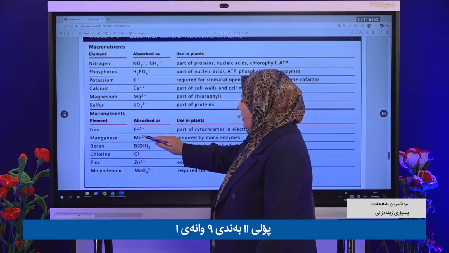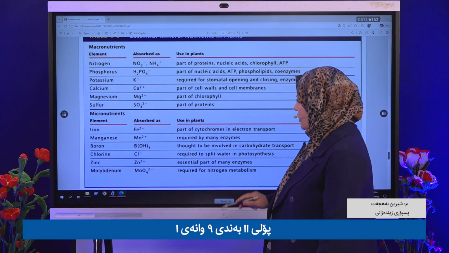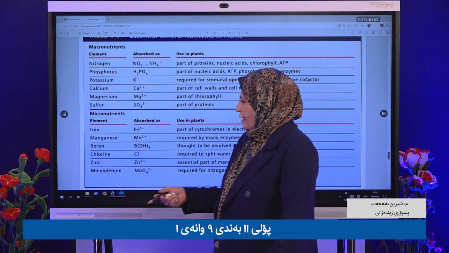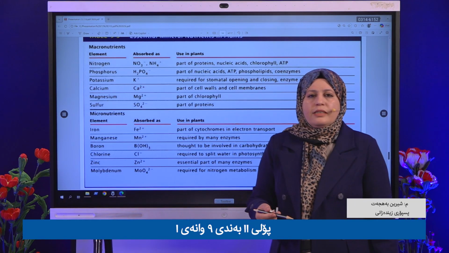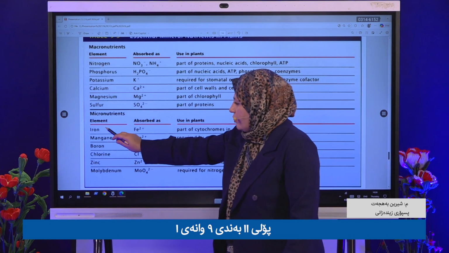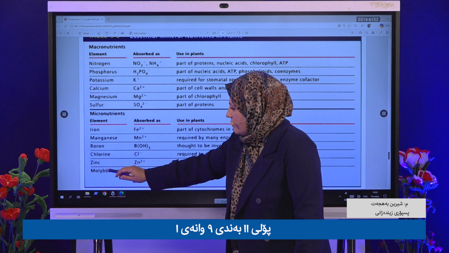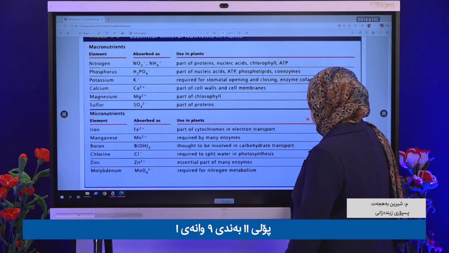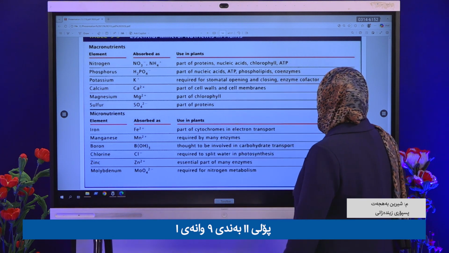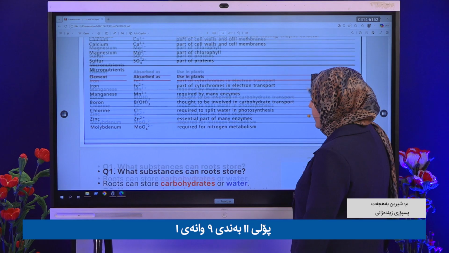Some of them, which are called micronutrients, it's okay if a plant takes them in small amounts, such as what? Iron, magnesium, and boron, chlorine, zinc, and molybdenum. Okay, that's all. Let's go.